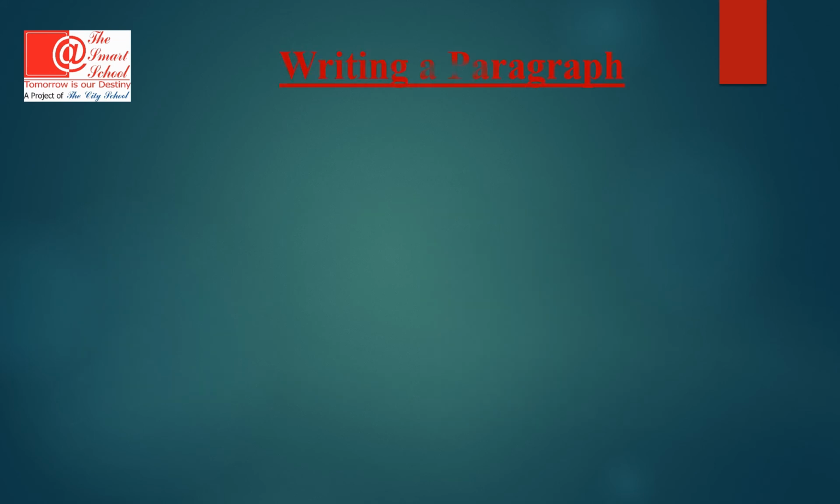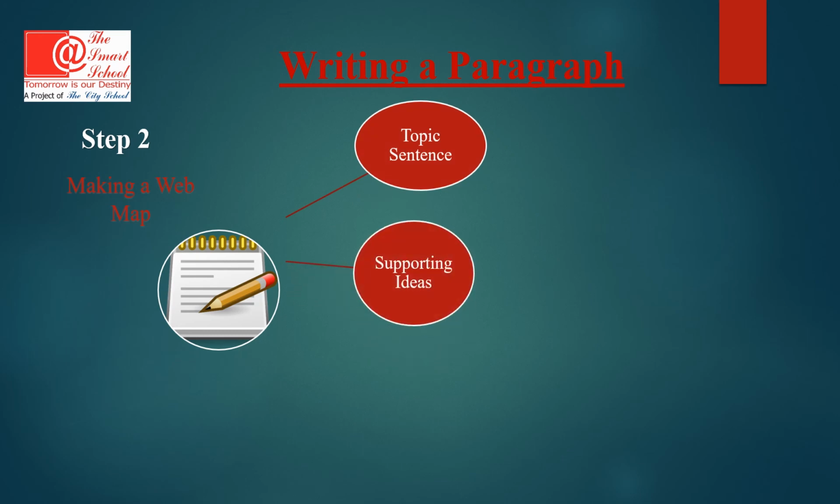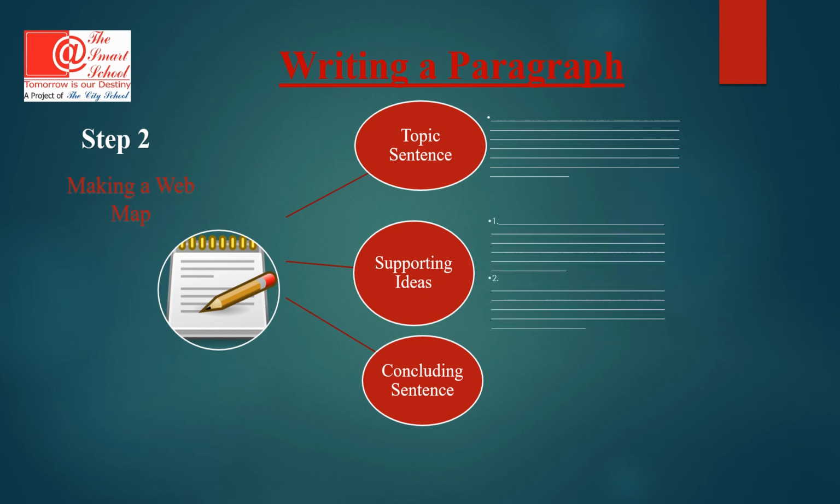Step 2. Then I want you to make a web map in your mind or on a page or on your register or anywhere else you want. And try to think what you are going to write in your paragraph. What would be the topic sentence? What would be the supporting ideas? What would be the concluding sentence? Decide what major theme you would be discussing about that particular topic, what supporting ideas you will give to prove your point of view, and how you will conclude or sum up what you have said.